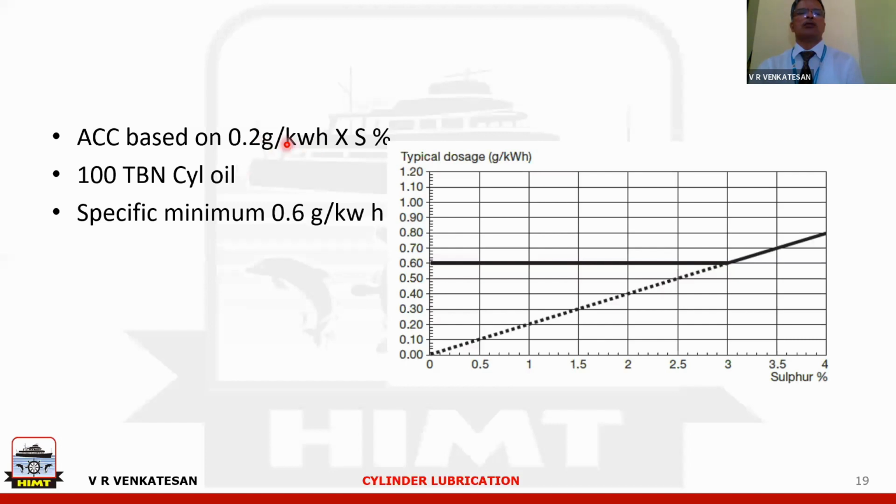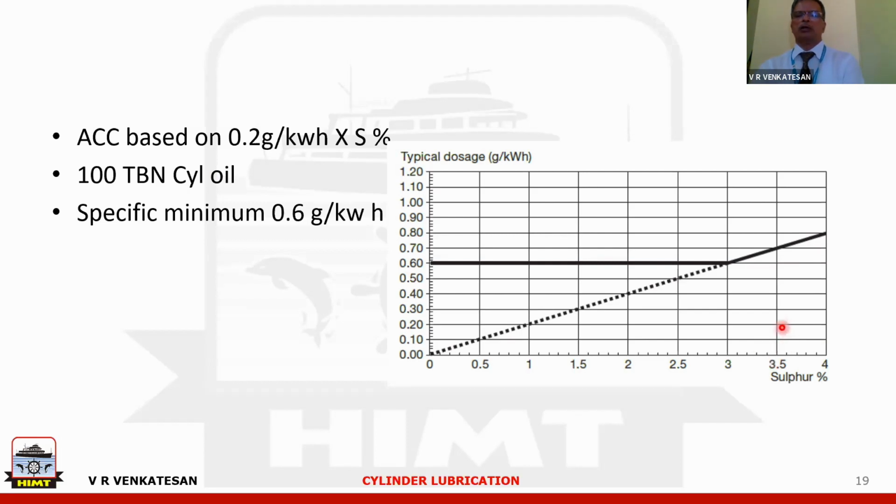So 0.2 gram per kilowatt hour multiplied by the sulfur. So if you have 4% sulfur, 4% into 0.2 will mean 0.8. So you can see 0.8 gram per kilowatt hour should be the setting. So this example is for 100 TBN cylinder oil running on this type of sulfur fuel.